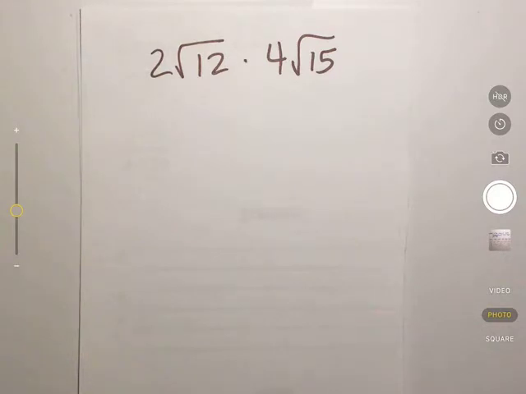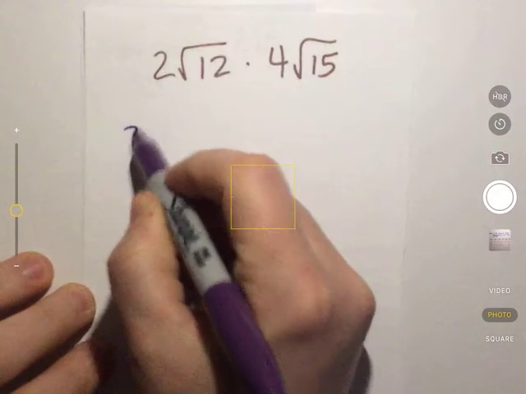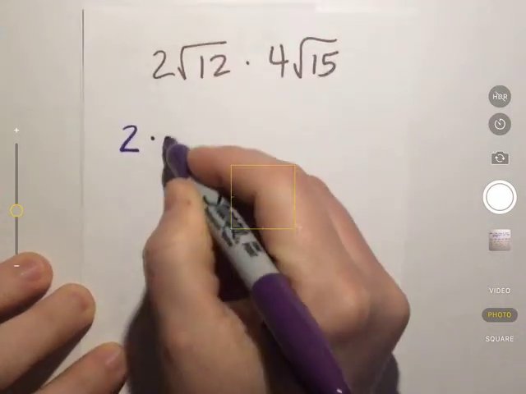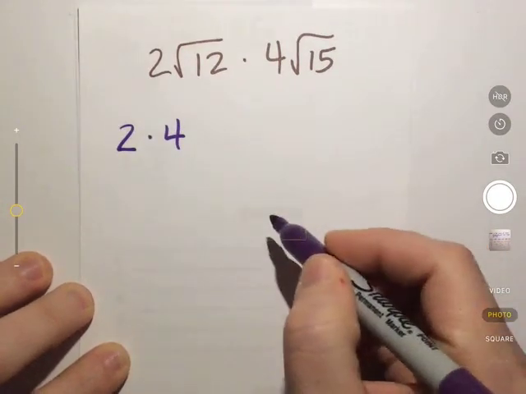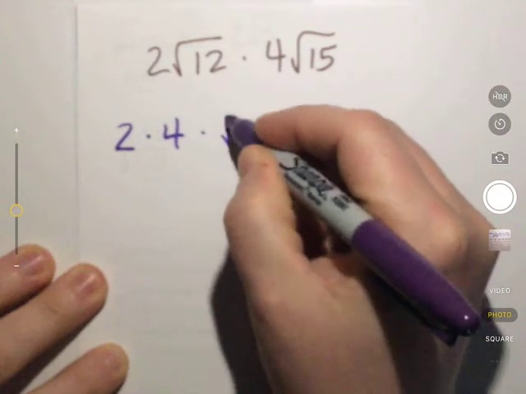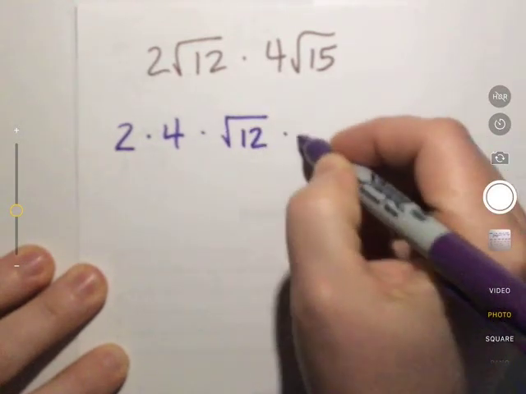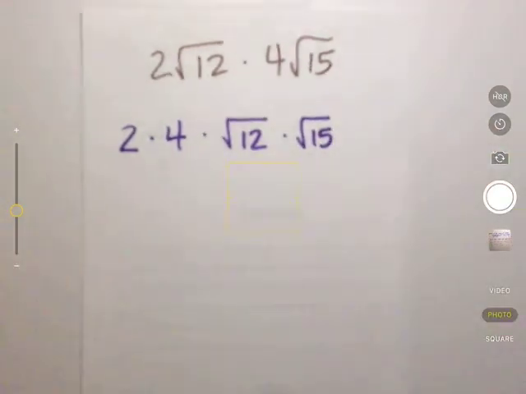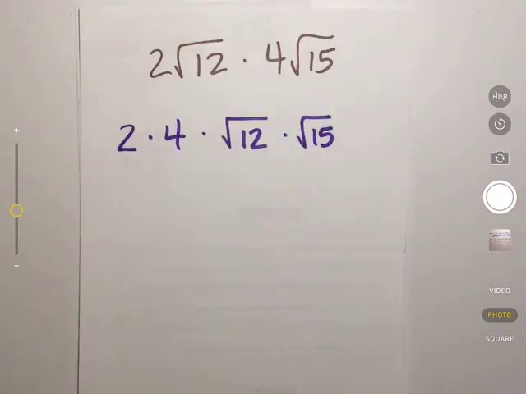So I'm going to rewrite this by taking the 2, which is outside, multiplying by the 4, which is also outside, times the square root of 12 times the square root of 15. Now visually I can just see that I'm going to multiply the 2 by the 4 and I'm going to multiply the square root of 12 by the square root of 15. Remember, nothing goes outside of the radical until we get to the simplifying step. Nothing goes outside the radical until the simplifying step.